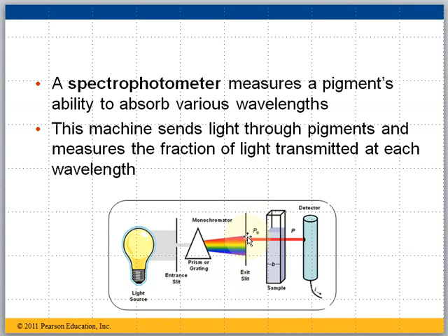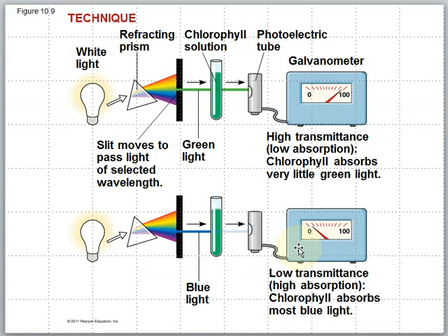So first you may get the red, then the orange, then the yellow, then the green, all the way down. And those individual beams of wavelengths, a particular color, will pass through your sample, and then it will hit a detector. And the detector will measure activity and tell you how much of that particular wavelength was absorbed or either reflected or transmitted through. Here's another kind of picture showing the setup.